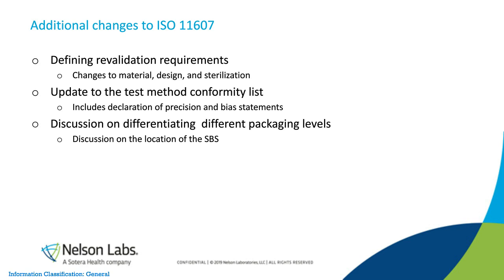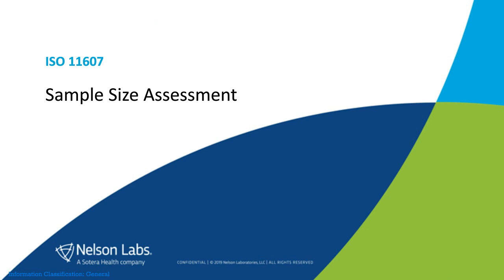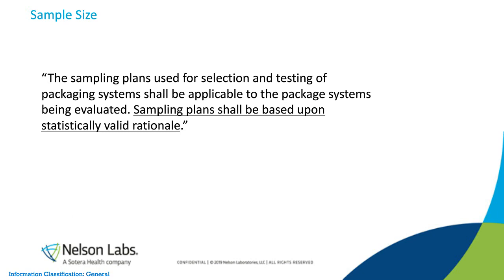Okay, let's talk a little bit about sample size assessment. ISO 11607 states specifically that the sampling plan shall be based upon a statistically valid rationale. These results are set by acceptable confidence and reliability levels. At Nelson, we follow a patient risk evaluation in combination with RPN, or risk priority numbers, and then we tie that into confidence and reliability rationale intervals.